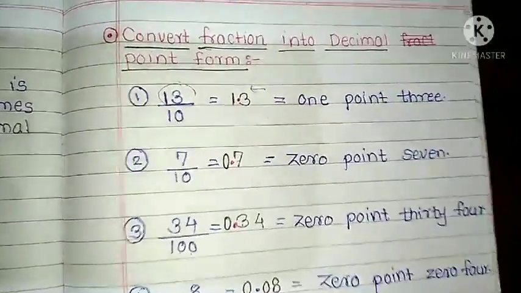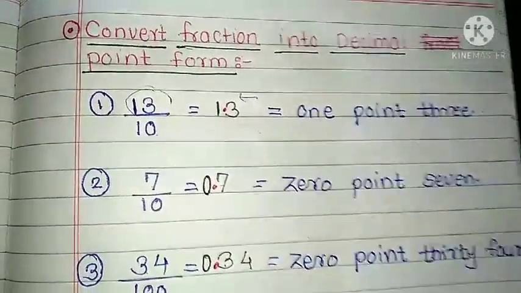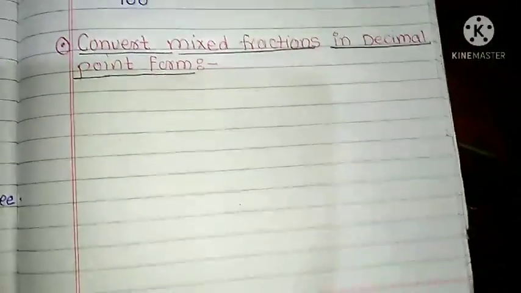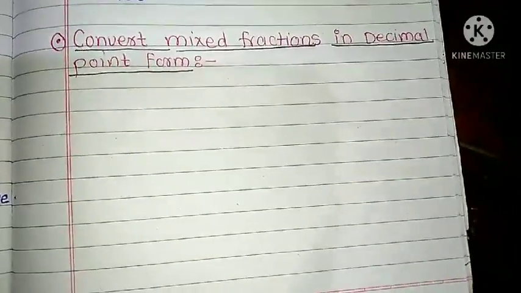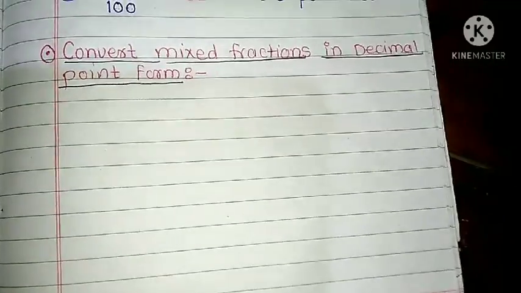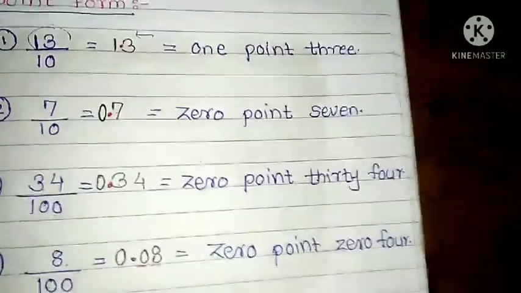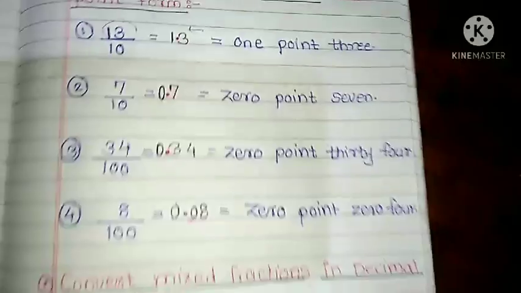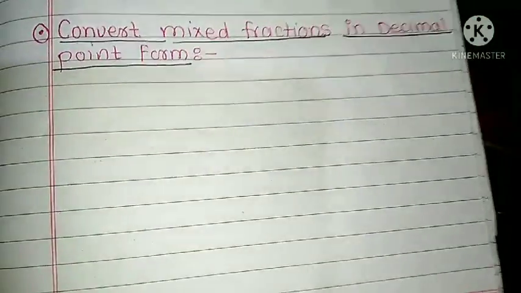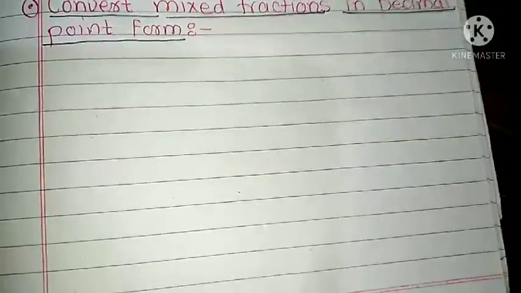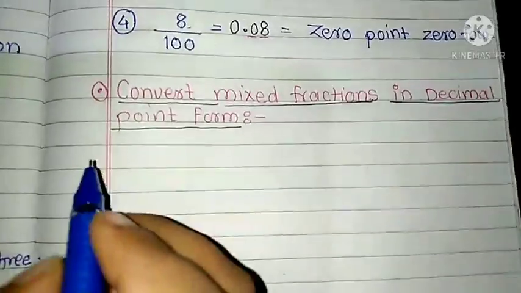So this is a conversion of decimal fraction into a decimal point. Now we are learning a further concept about decimal fractions. We already learned how to convert a normal decimal fraction into decimal point format. Now we are converting a mixed decimal fraction into point format. So we know how to write a mixed fraction.